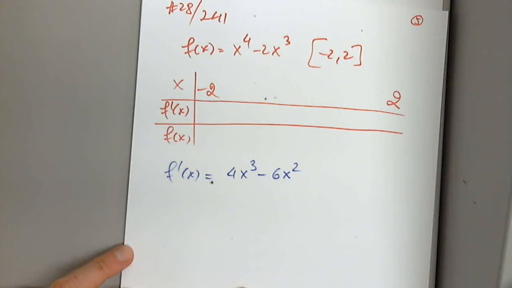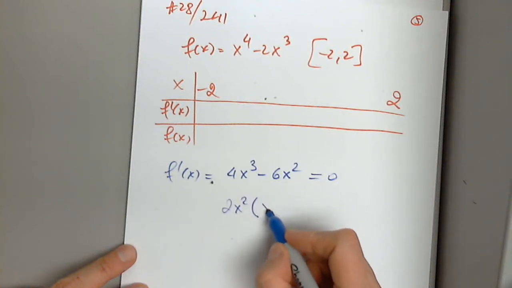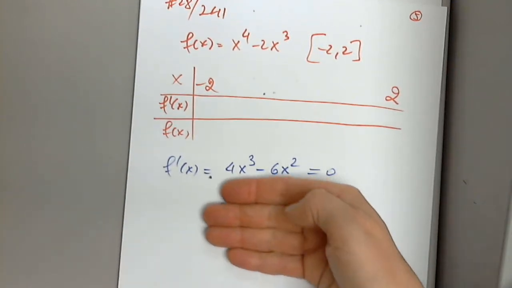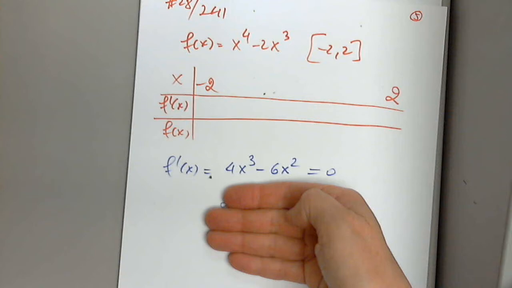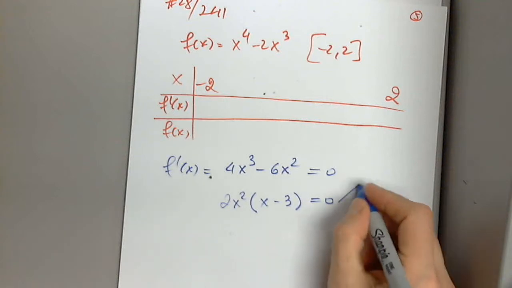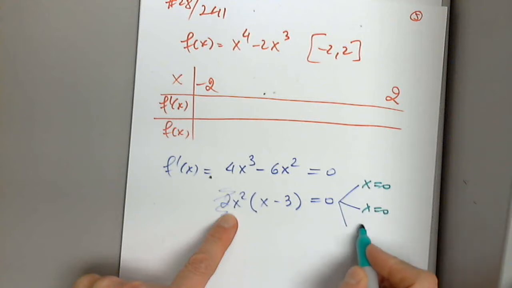Since this is never undefined, I will set it equal to 0. I will factor out 2x squared and get x minus 3. What is the degree of this polynomial? 3. So I have to obtain 3 solutions. Of course, I will divide both sides by 2. That has no effect. So 0, twice 0, because I have x and x, and x equals 3.